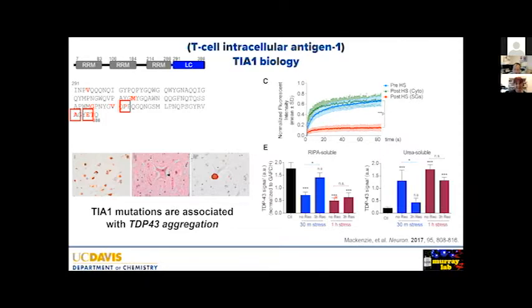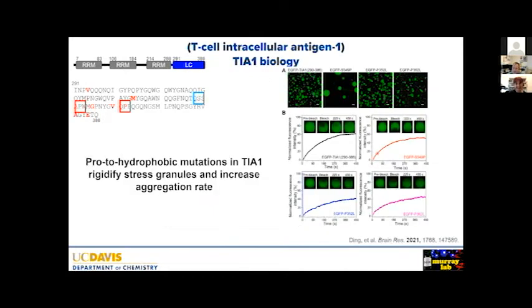And what was particularly interesting about this is if you look at the patient data, the disease mutations in TIA1 are not actually associated with the buildup of inclusions of the TIA1 protein. They actually are associated with the buildup of TDP43 inclusions. So these histological stains shown here on the bottom left are actually immunoreactive for TDP43, not TIA1. And the data on the right-hand side is basically showing that TDP43 also loses mobility when you have the TIA1 disease mutations present.